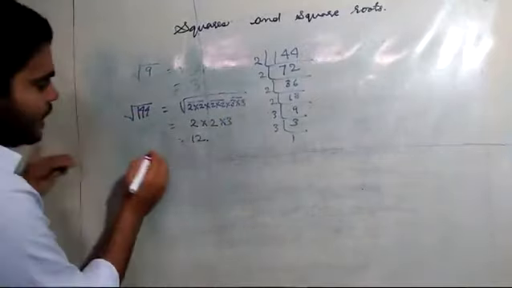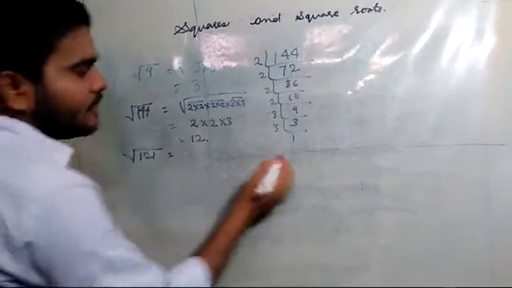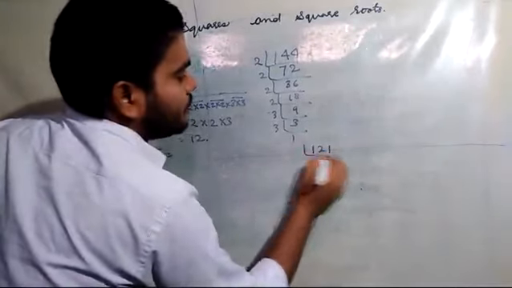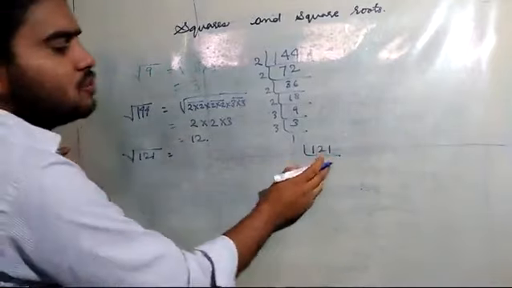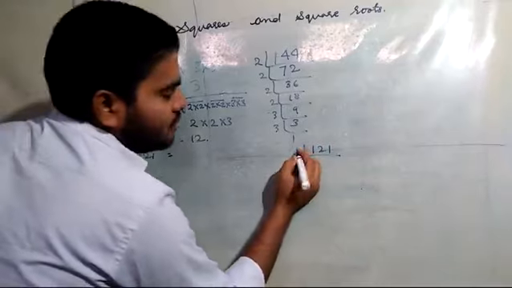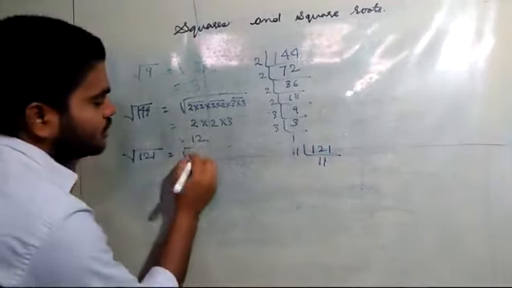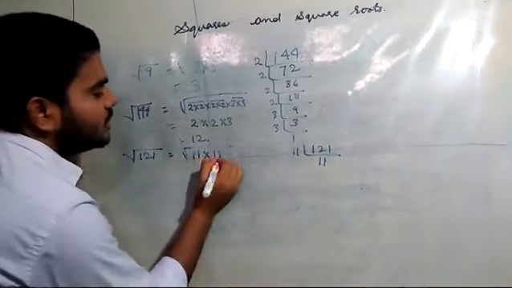Now in the same way, if I have 121, the square root of 121, we will do prime factorization: 1 2 1. Is it divisible by 2? Is it divisible by 3? Is it divisible by 4? Come on, do it like this. Then if you go up to 11, you will see 11 into 11 is 121. So it will be 11 multiplied with 11.